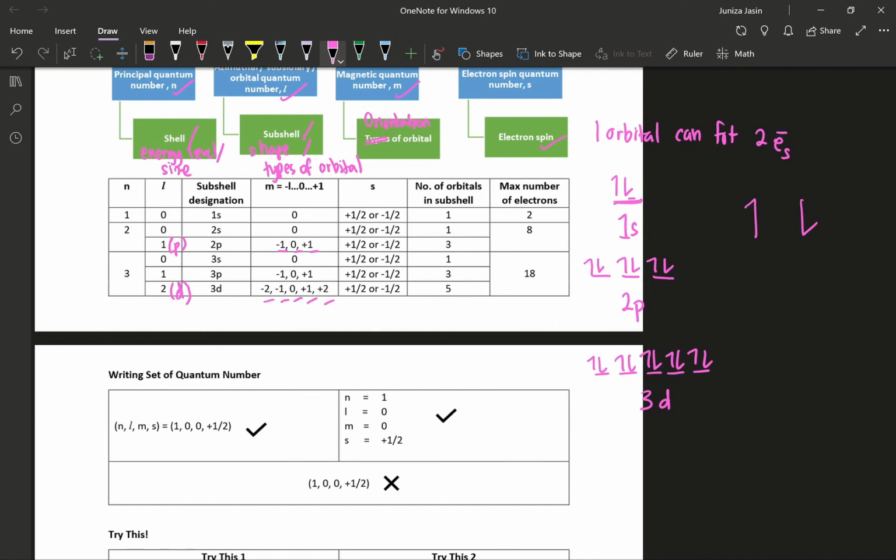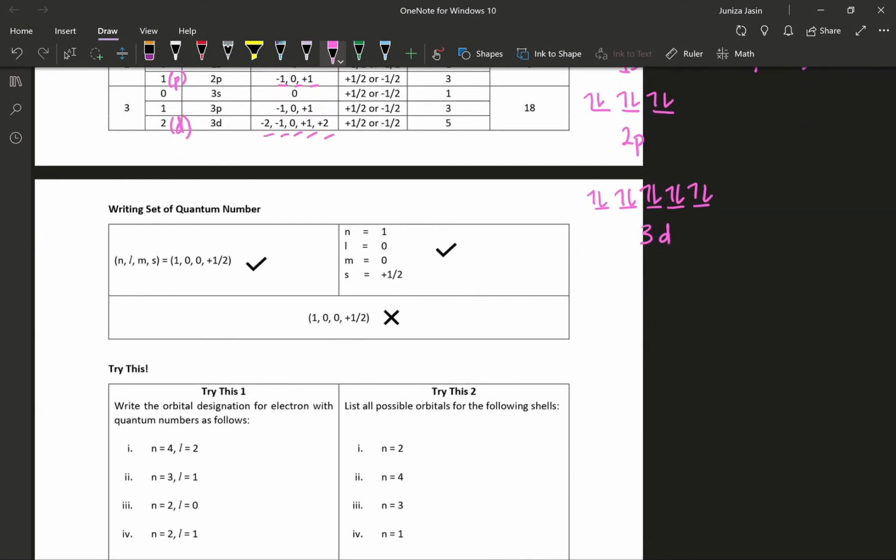Okay, and then writing set of quantum number. Cara untuk tulis set of quantum number, dua atas ni betul, yang bawah ni salah. Okay, dia salah sebab value of n dia tak specify yang mana n, yang mana l, mana m, mana s, dia tak cakap. Okay, so ada dua cara lah. Kamu kena tulis n, l, m, s equal to nilai. So that means ini value n, this value is l, and then the next value is m, and the last value is s. Okay, ataupun you can do like this, tulis satu.